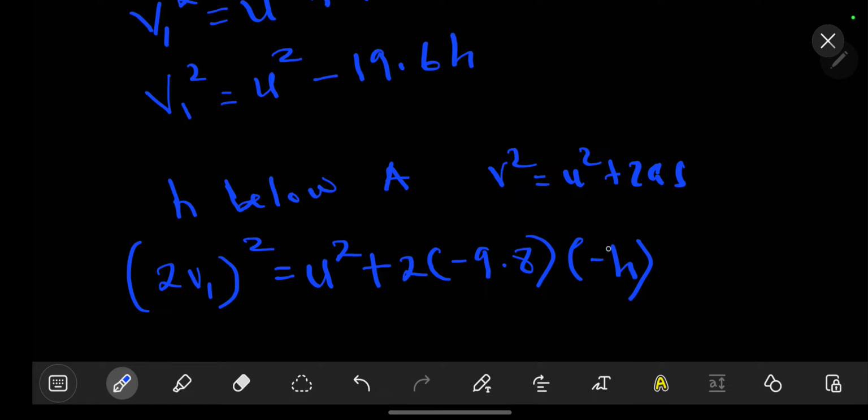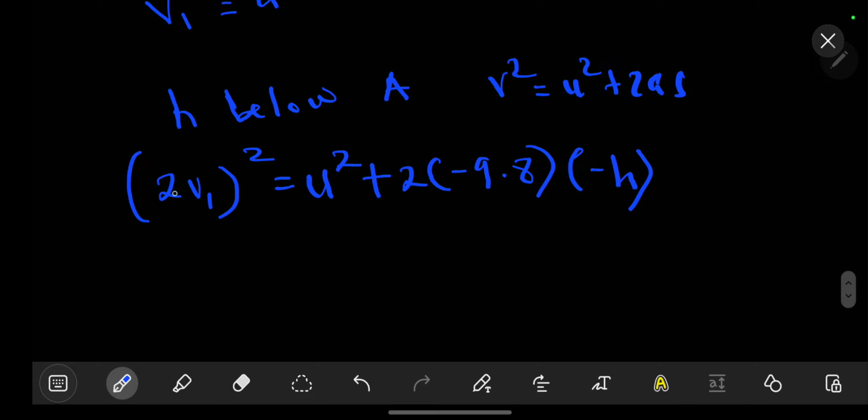Since it is below a, it will take the negative. So now we have our squared, which we can distribute. This is the same as having our 2 squared. 2 squared is equal to 4, so we are going to have a 4. Then v1 squared, we are going to have v1 squared. So these two will be distributed on this number and on this number, both of them shall have that value.